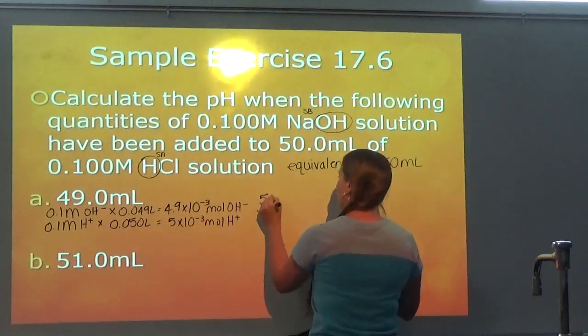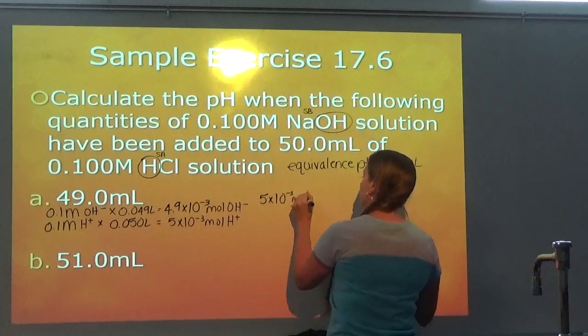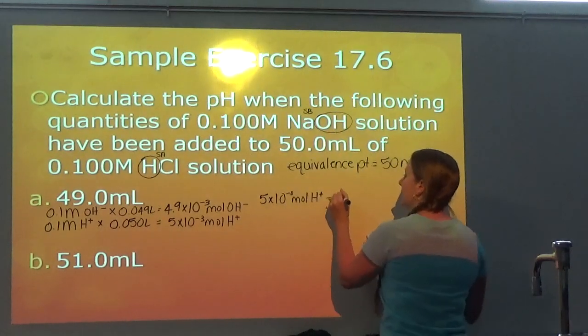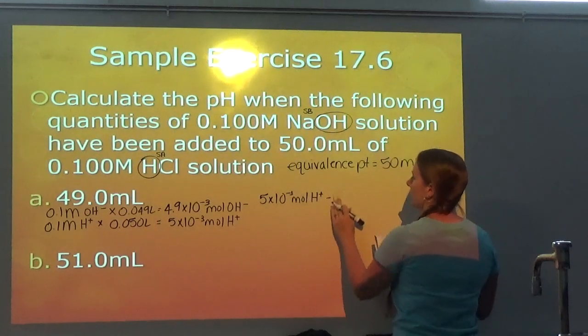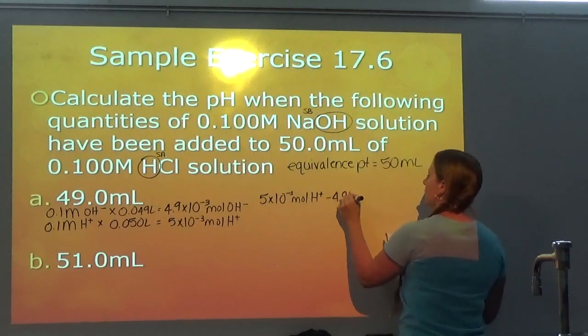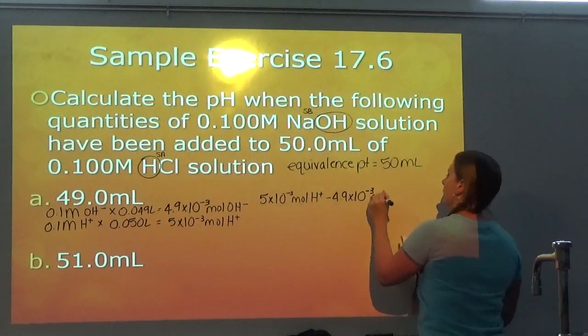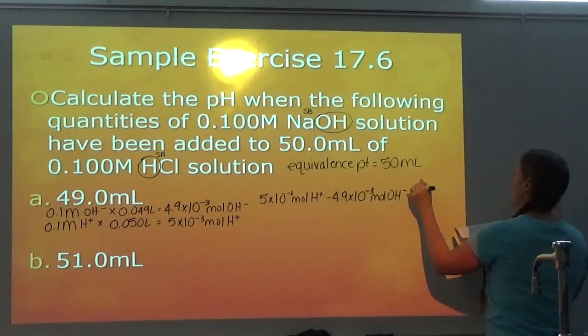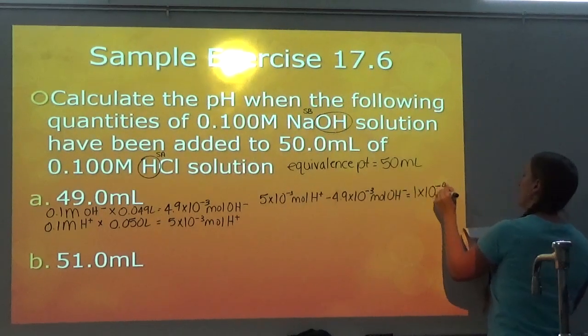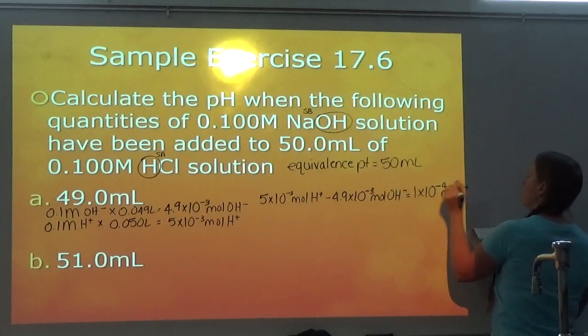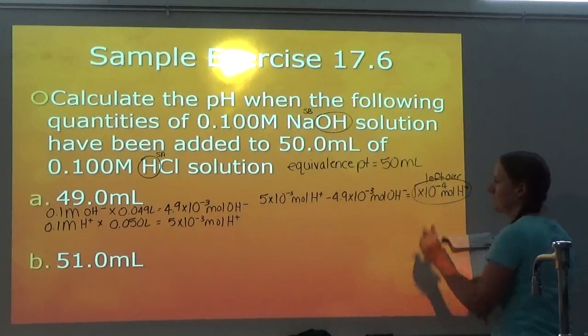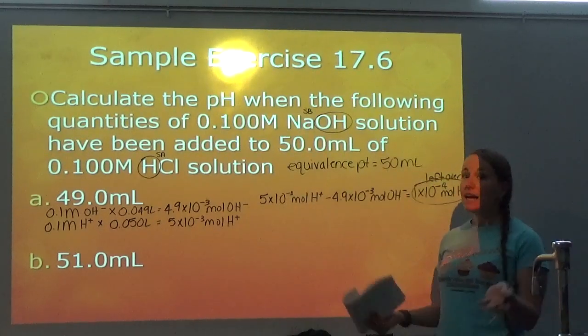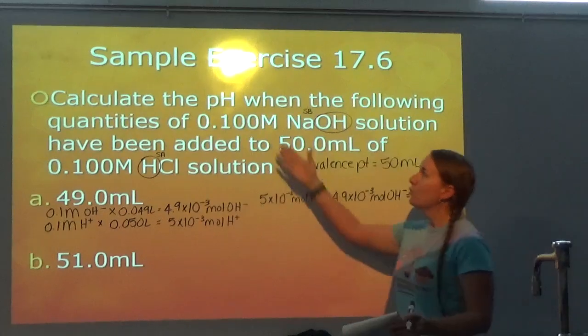So I say, 5 times 10 to the negative 3 moles of H plus minus what's going to react, 4.9 times 10 to the negative 3 moles of OH minus. That's going to leave me with an excess of 1 times 10 to the negative 4 moles of H plus left over. So this is what's left over. This is what has not reacted. However, they didn't ask me that. They asked me what's the pH.